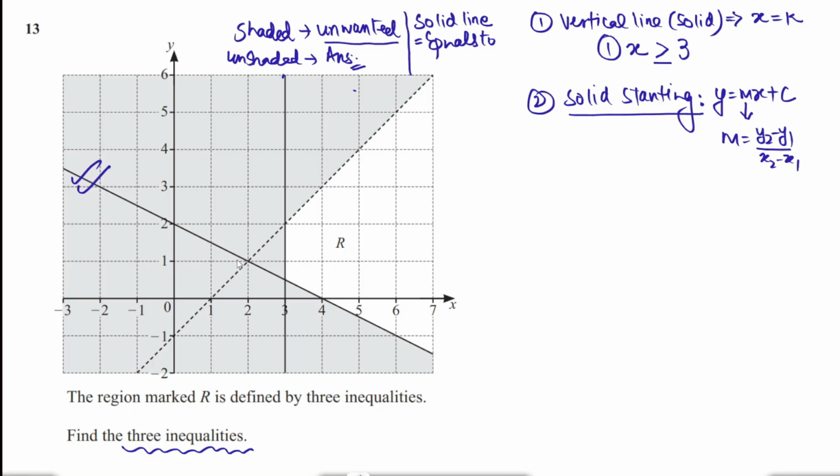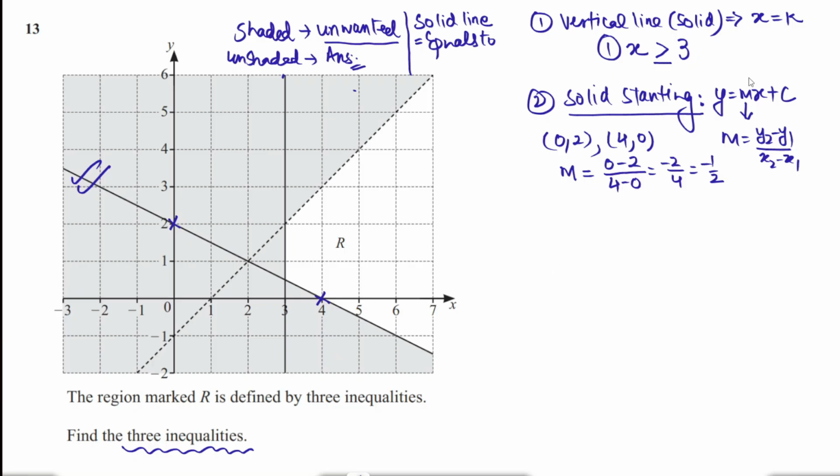So we need to choose any 2 points on the solid line. Let us take the first point this and the second point this. I always prefer to take the points on the coordinate axes. So the first point is 0, 2 and the second point is 4, 0. You can take any point on the line, that is your wish. So m is subtract y from y, 0 minus 2, and subtract x from x, that is 4 minus 0. So you get here minus 2 by 4, and if you cancel it down, you get minus half.